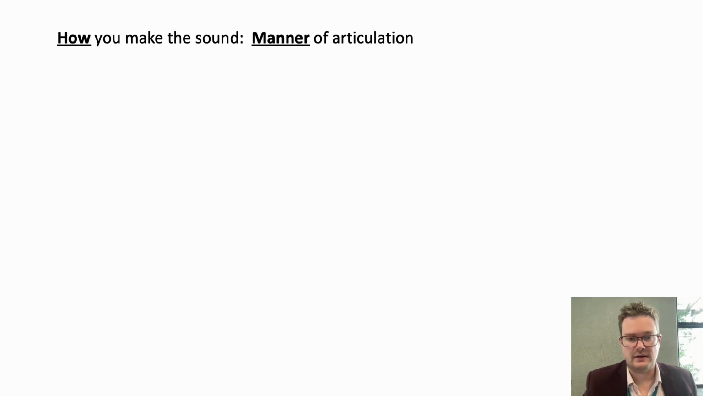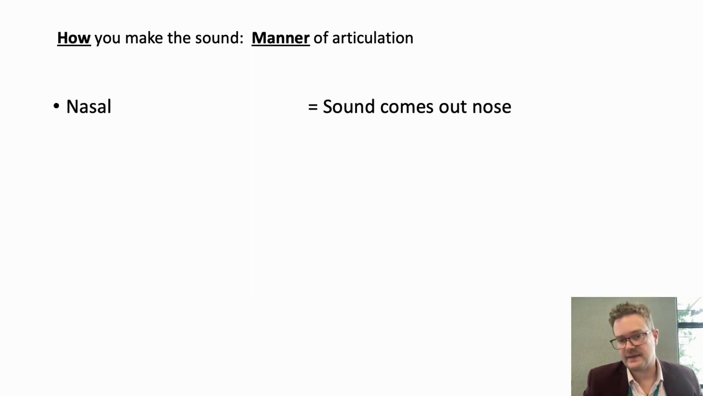And then the other thing you can look at, you've got all the places, and then you work out the manner of articulation, how you make the sound. First way is nasal. Sound comes out your nose. All of them, you're blocking the air and you're using the vibration through your nose to make that sound.